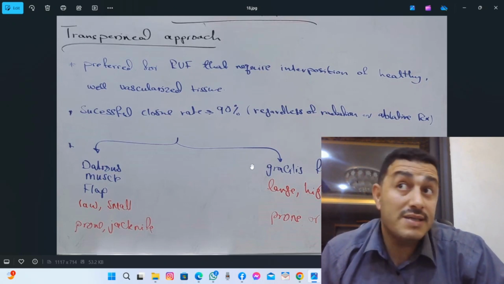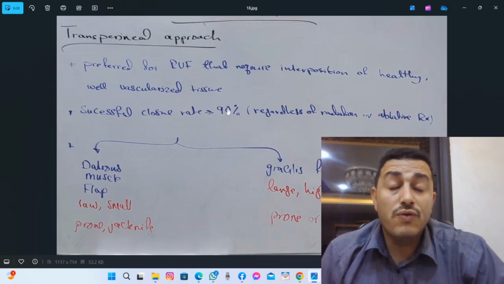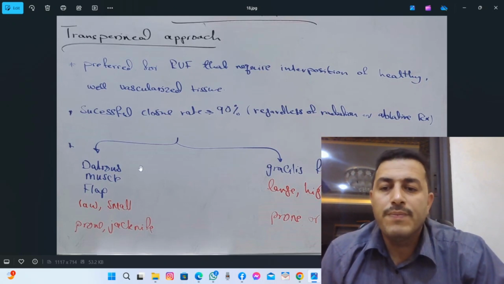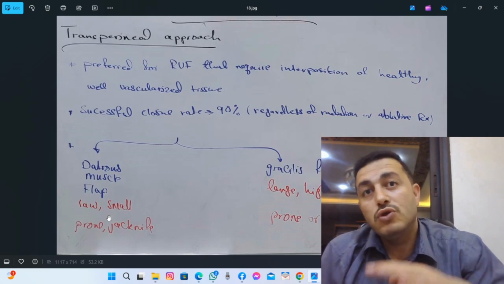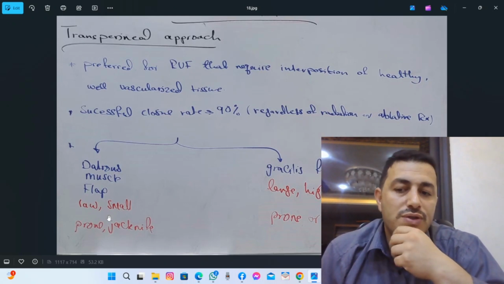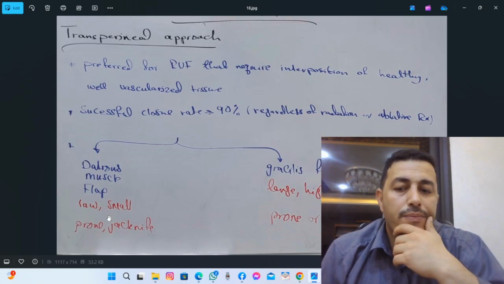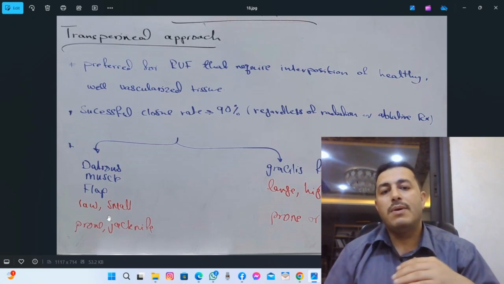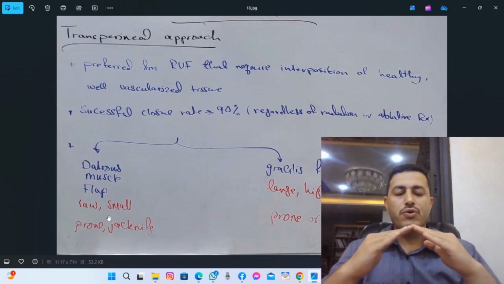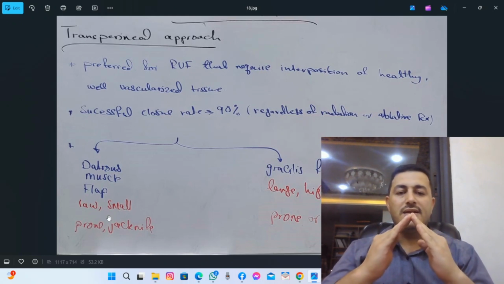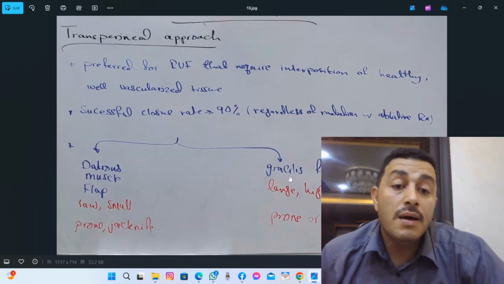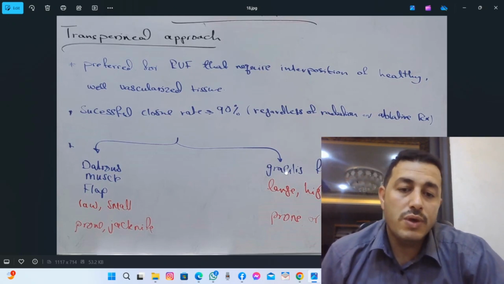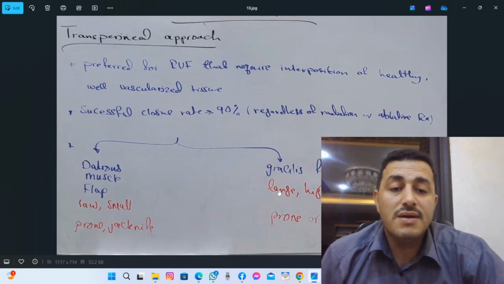Actually, the success rate is up to 90% regardless of the radiation history, which is good. When we talk about the dartos muscle flap, we are talking about low-lying, small fistulas, and the patient should be put in a prone or jackknife position. It's prone, but we tilt the table a little bit. And the gracilis muscle flap, we will show it and you can imagine it in the next few minutes.